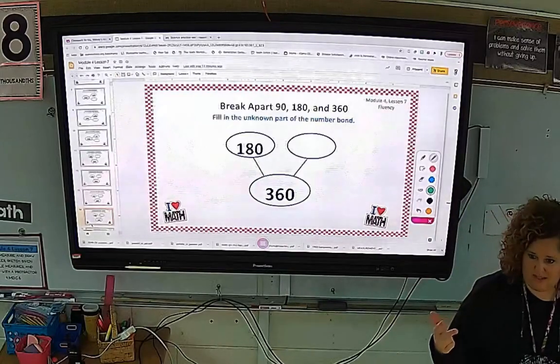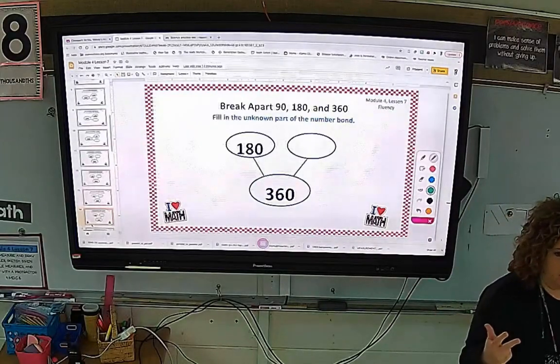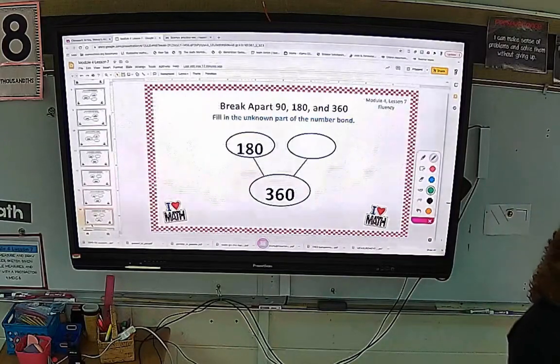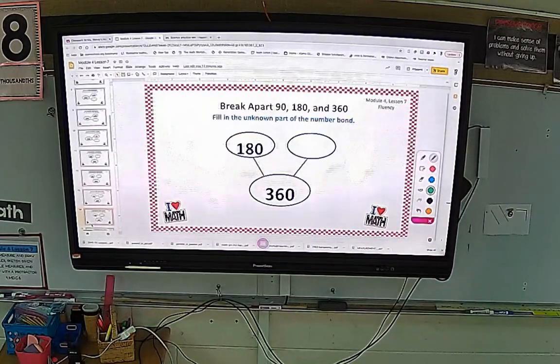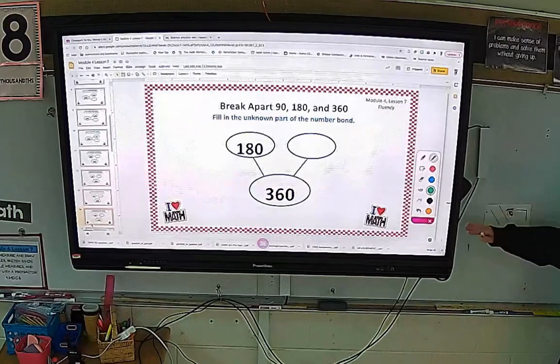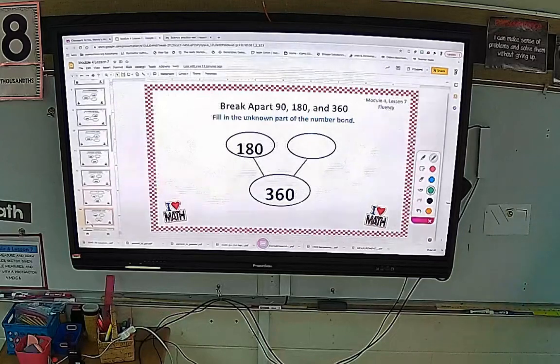Now, why would we be doing number bonds with 90, 180, and 360? If you were paying attention to the end of our little video yesterday, you might remember. It's coming later. Because those are the important numbers. 90 is a right angle. And 180 is half of a circle. It's a straight angle. 360 is a whole circle. The whole thing.